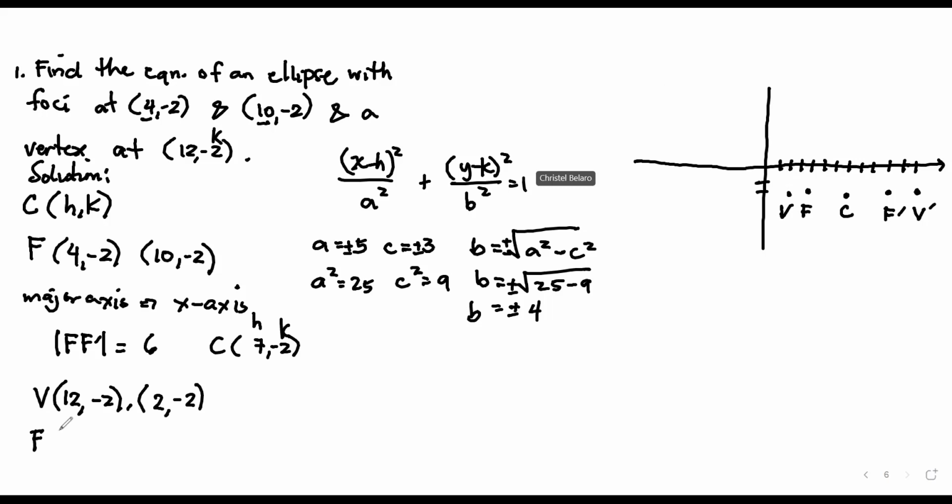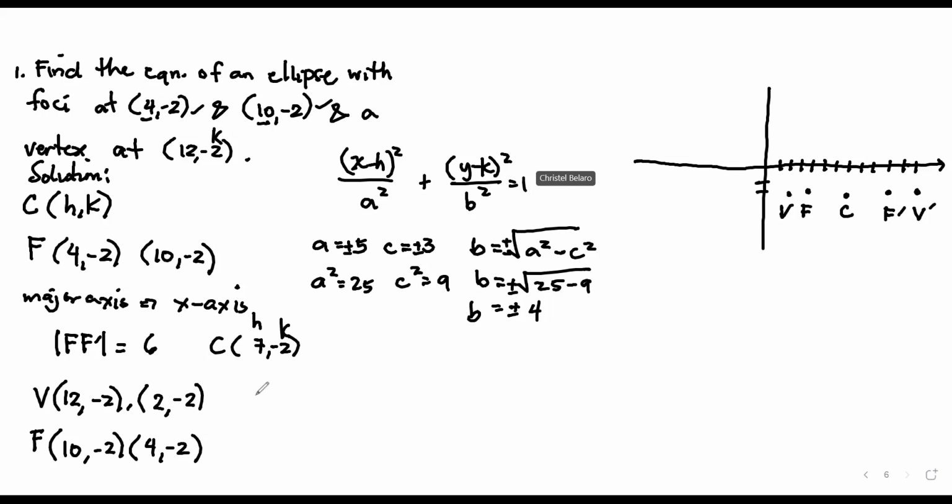Next, foci. Tama ba yung foci natin? Sunod siya, sa x-coordinate tayo mag-add, pero sa C, plus C naman siya. H, 7 plus 3, 10, negative 2. Next, 7 minus 3, it's 4, negative 2. Correct.